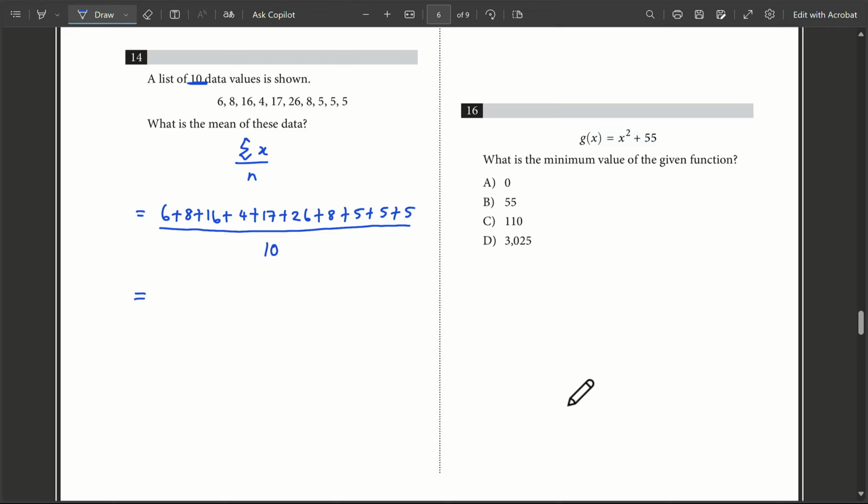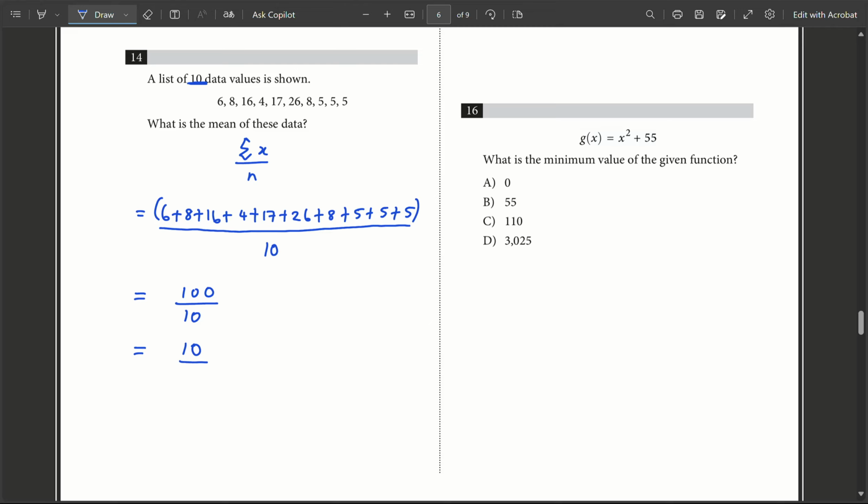Okay, so you may use the calculator to punch the values. So if we add everything in there, we get 100 over 10. So the mean is 10. The mean value is 10.